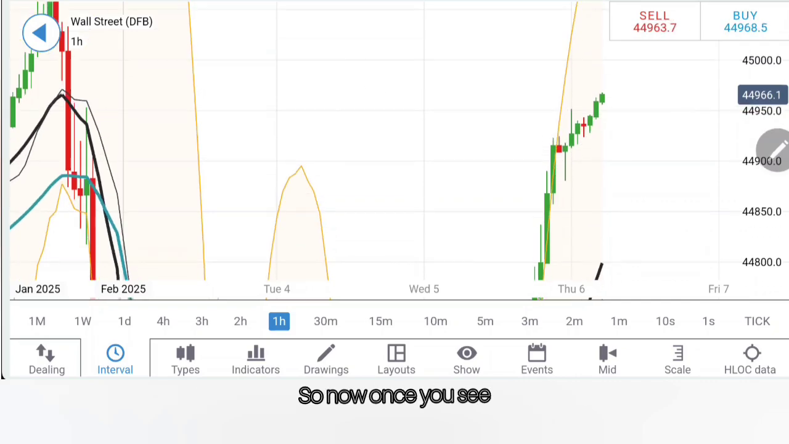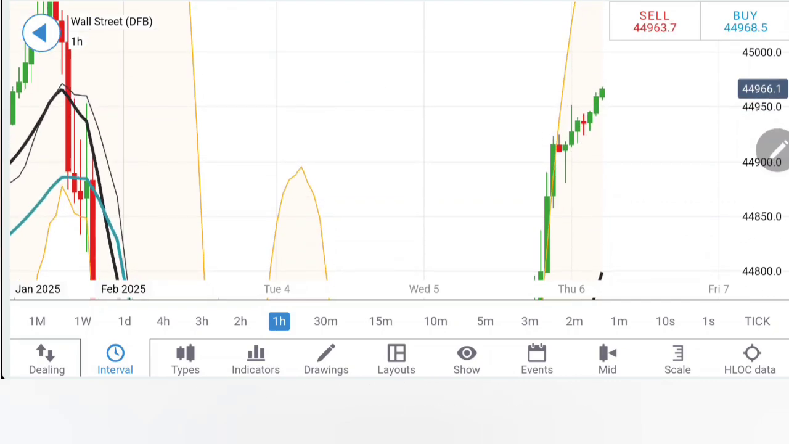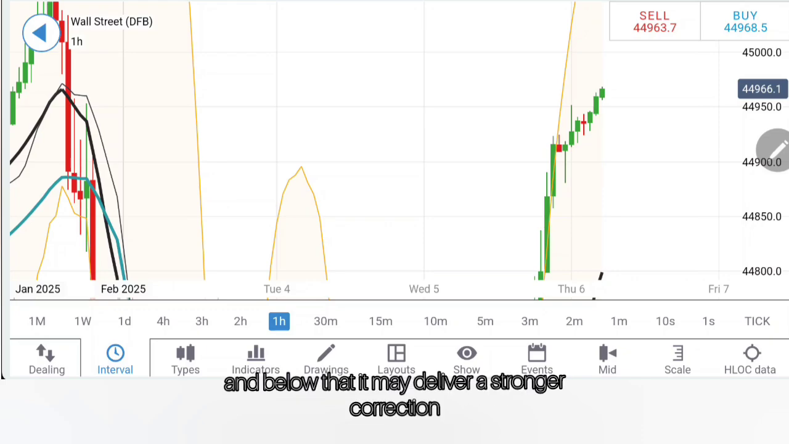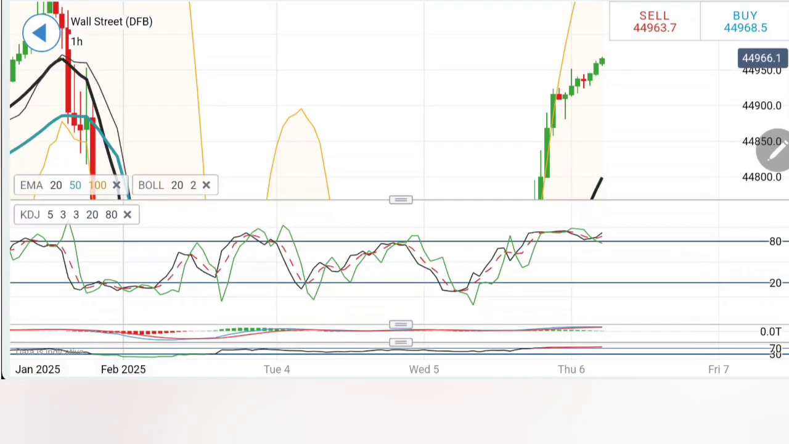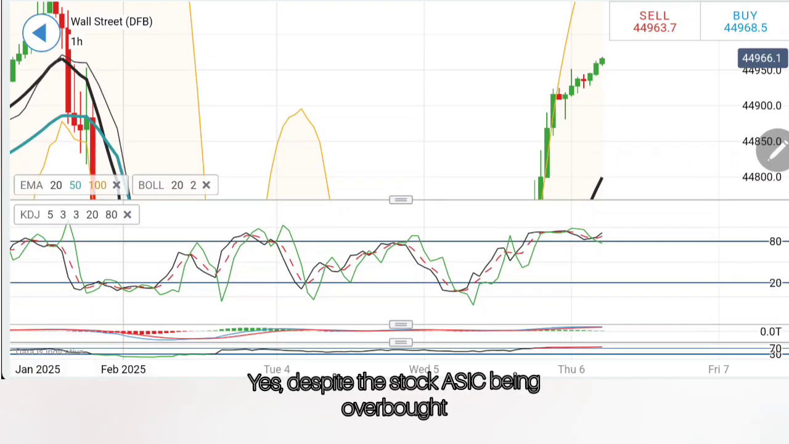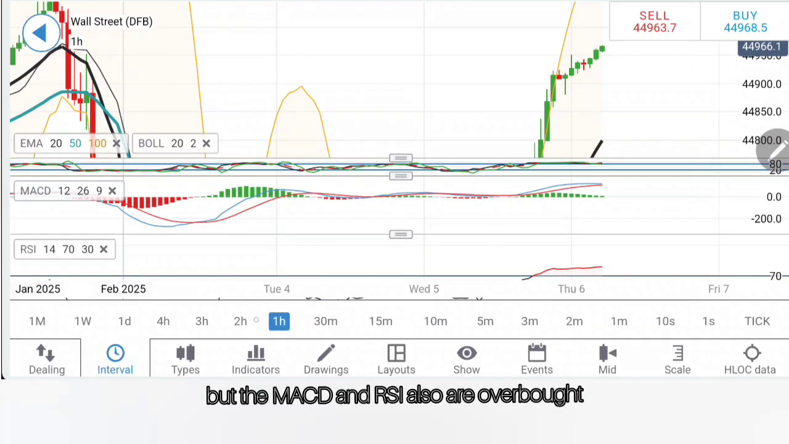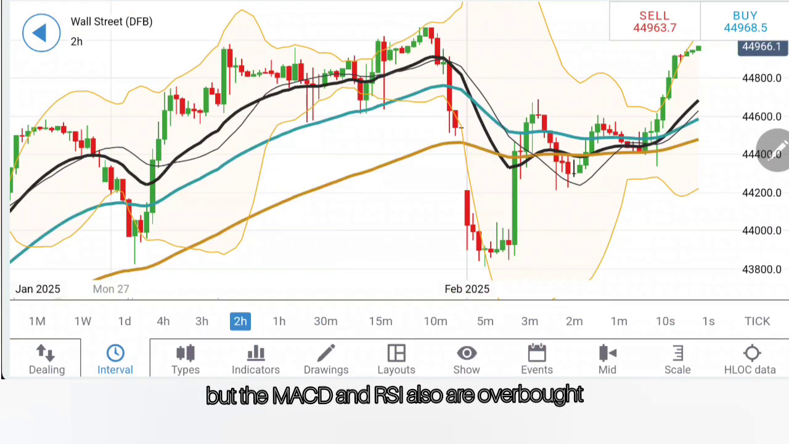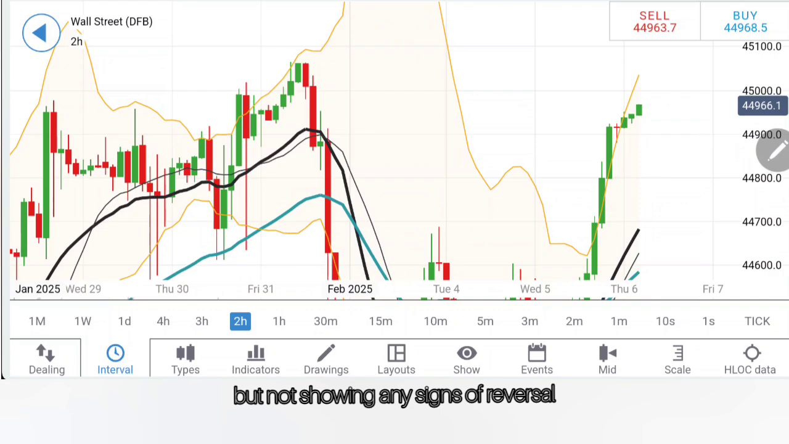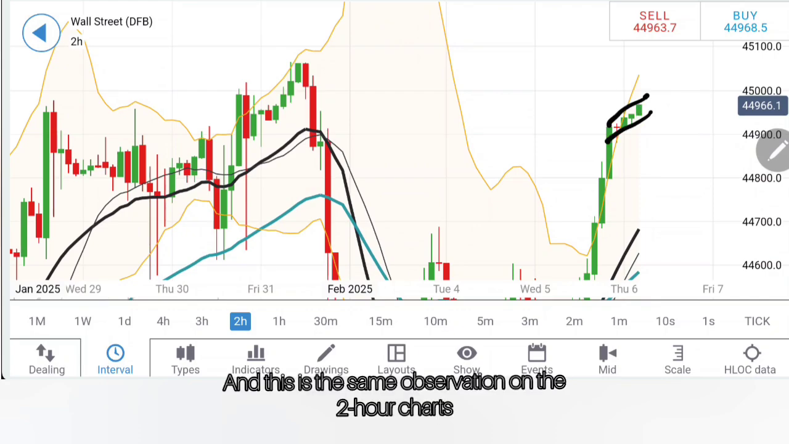So once you see it start trading below 44,920, you can take a selling entry for 44,860, 840 as the first target levels, and below that it may deliver a stronger correction. Right now it is not showing any such signs of reversal. Yes, the stochastic is overbought, and the MACD and RSI are also overbought, but not showing any signs of reversal. And this is the same observation on the 2-hour charts.